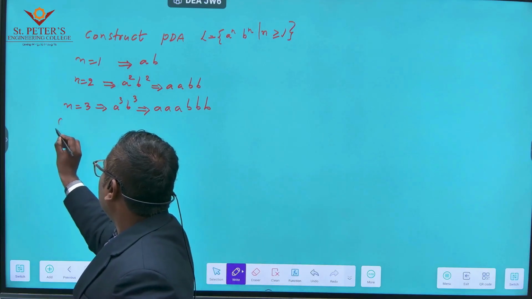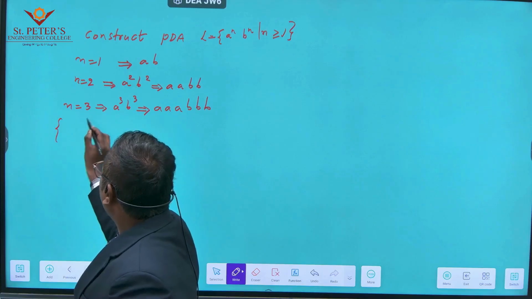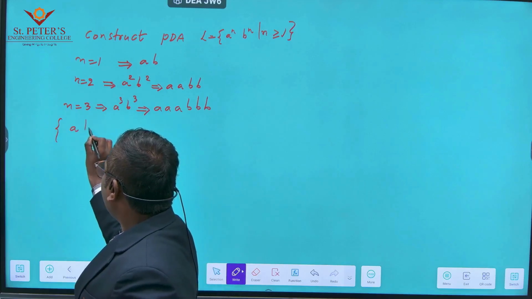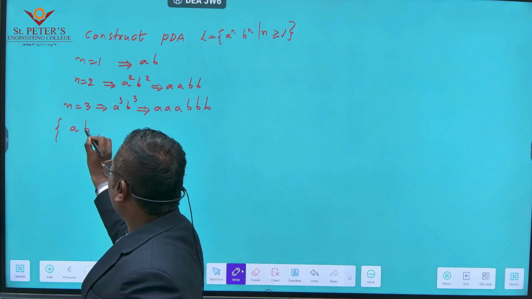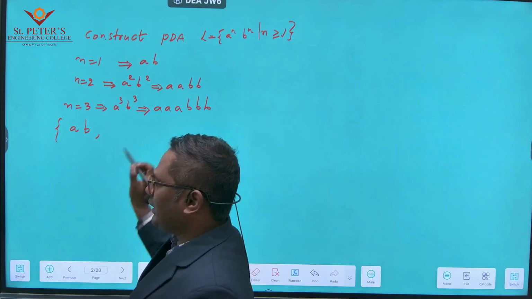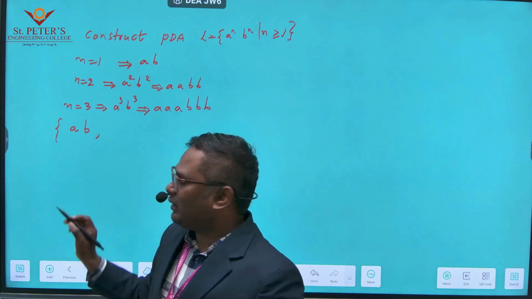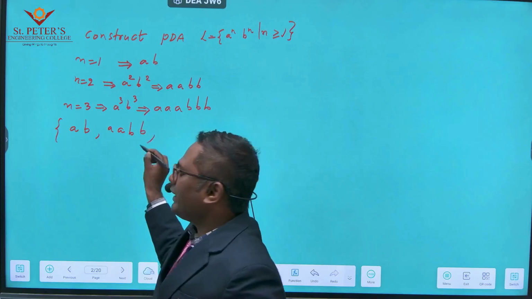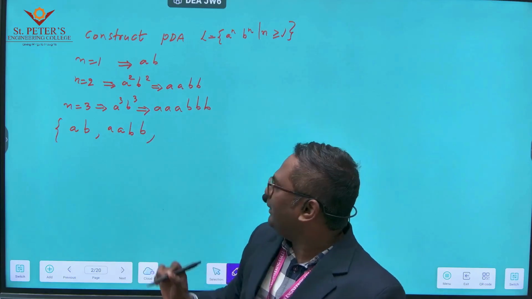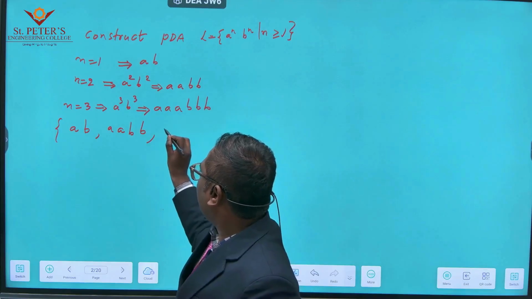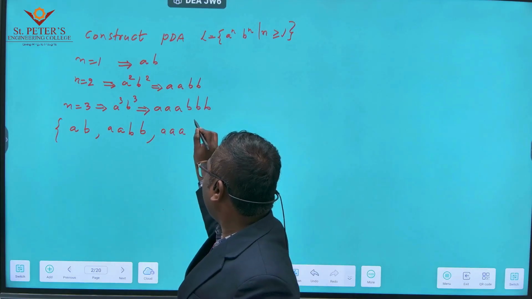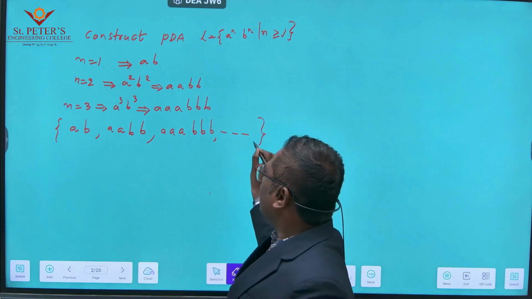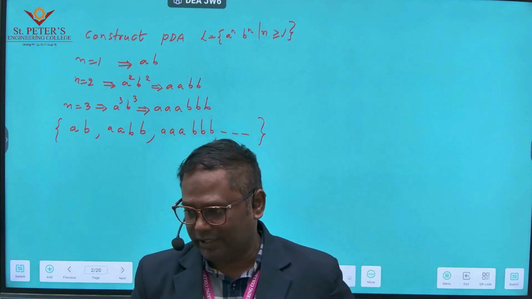Now I am going to represent all these strings in the form of a set. First I write AB, because this is the string when n is equal to 1. Next one is a square b square, that is double A followed by double B. Next one is n equal to 3, triple A followed by triple B, and so on and so forth. So these are the strings that get generated.